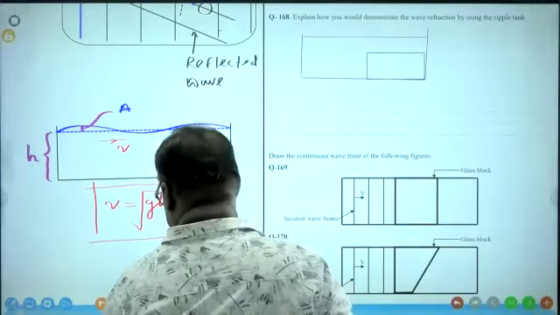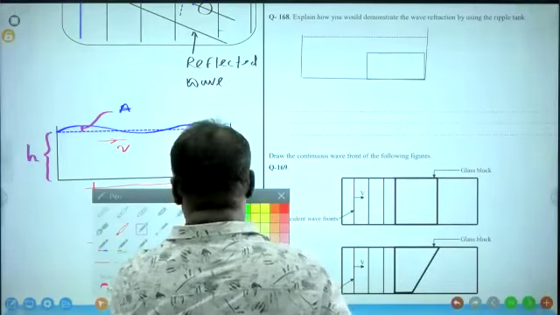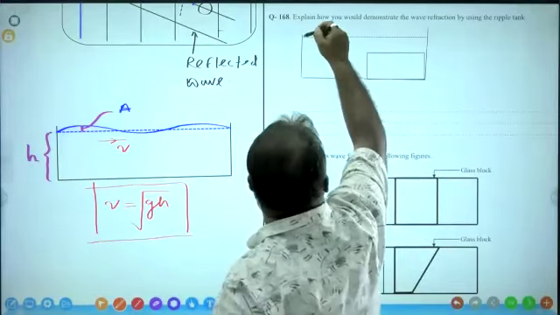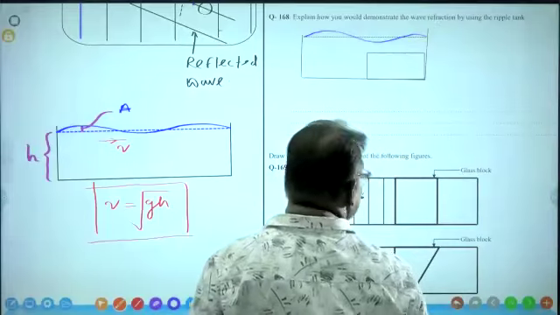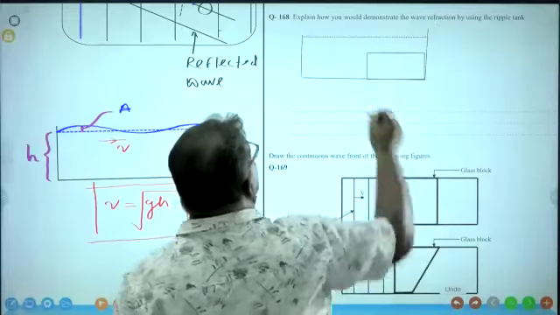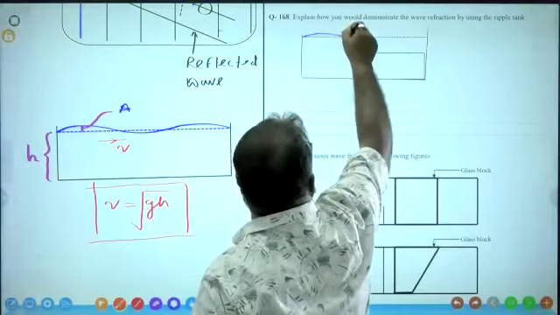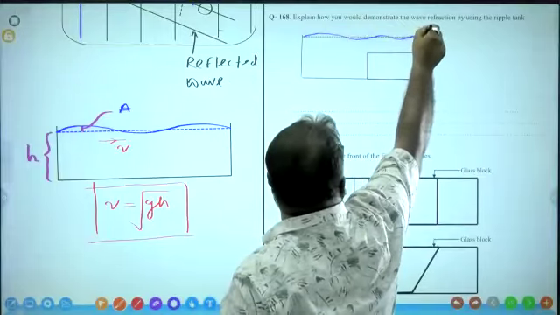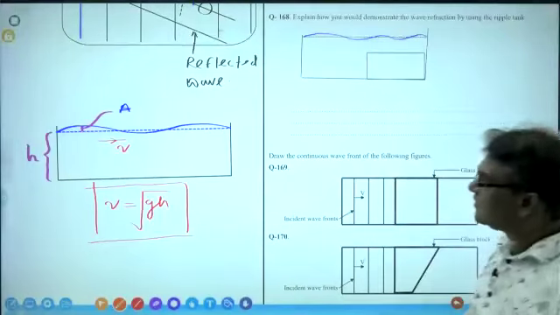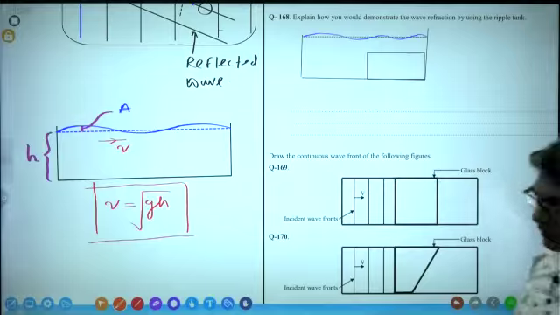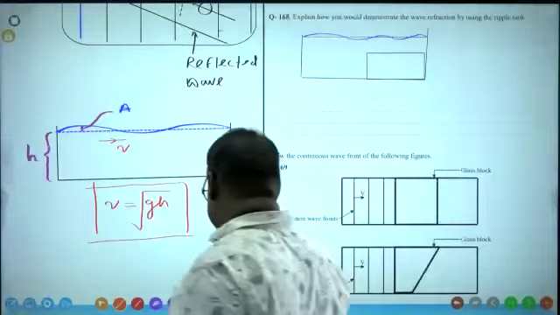Then we can change the height of the water surface like this. Then the result is that at this side the wavelength decreases, and here the wavelength increases. Okay, can we copy this kind of diagram first?